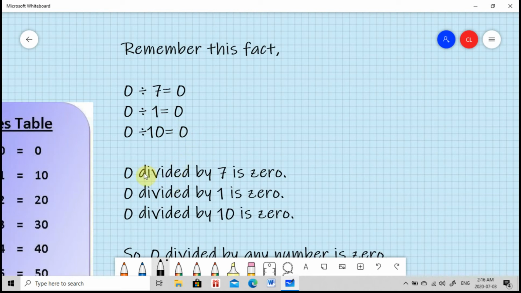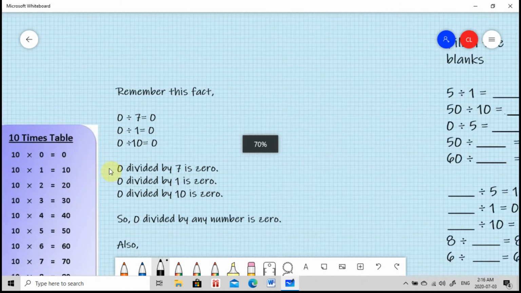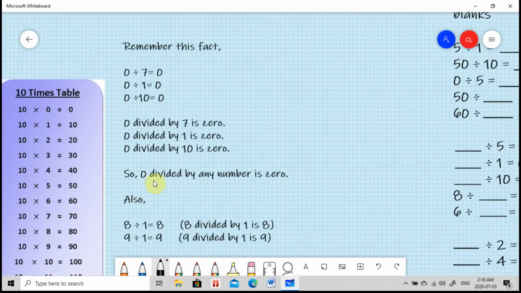So here we have 0 divided by 7 is 0, 0 divided by 1 is 0, and 0 divided by 10 is 0. Now, the general rule is that 0 divided by any number is 0.